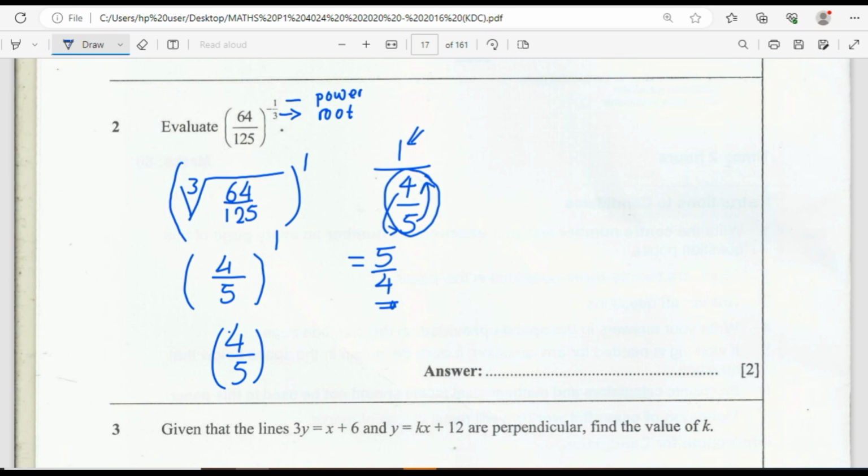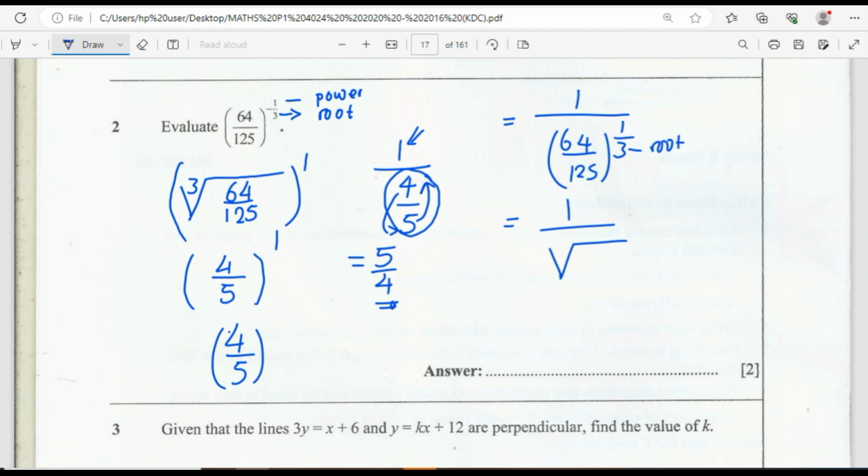So what I'm saying is, let's say you want to solve it at once. We know that our first step, we need to make this a positive index. So say 1 over 64 over 125 raised to the power 1 over 3. So 1 over, then we introduce the square root the way we did. 3 we said is our root, then 1 we said is our power.